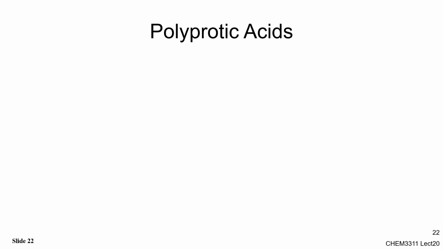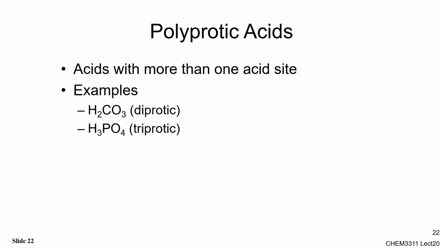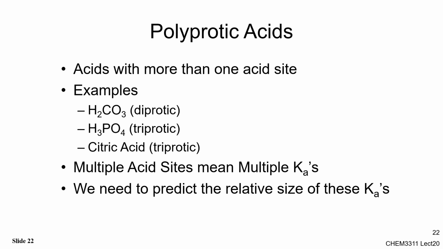All right, what about polyprotic acids? We know that polyprotic acids have more than one acid site. Examples are carbonic acid, which is diprotic, phosphoric acid, which is triprotic, and citric acid, which is a tricarboxylic acid, so it's triprotic. And these multiple acid sites mean we have multiple Kas. Deprotonating one site affects the ability to be deprotonated in its neighboring sites. How can we predict the relative sizes of these Kas?